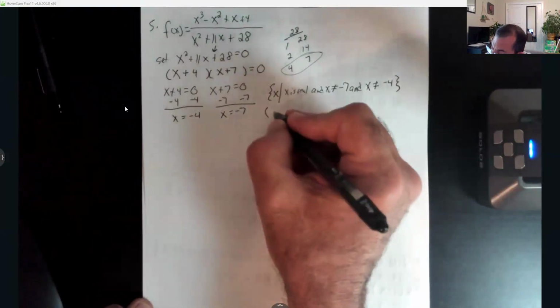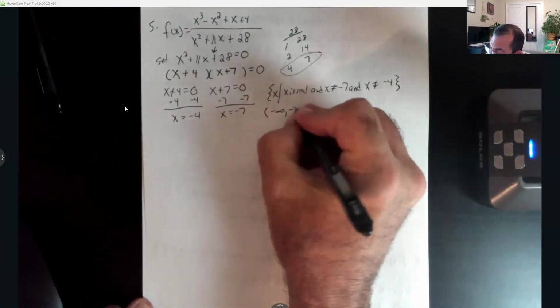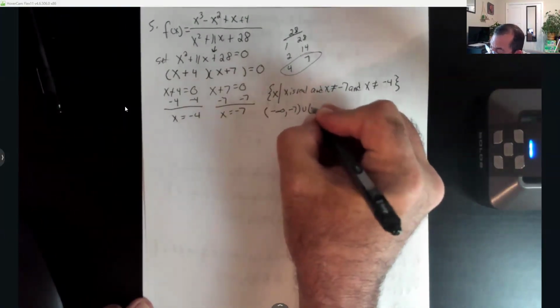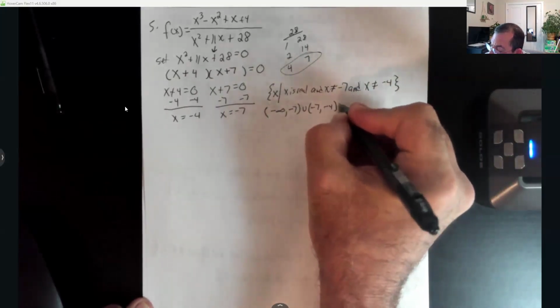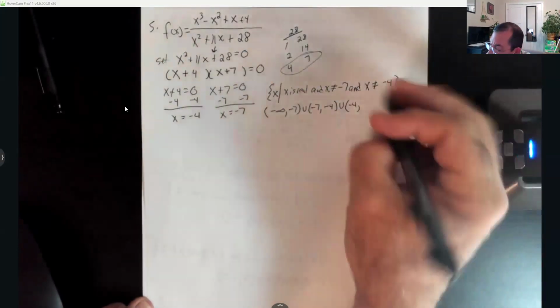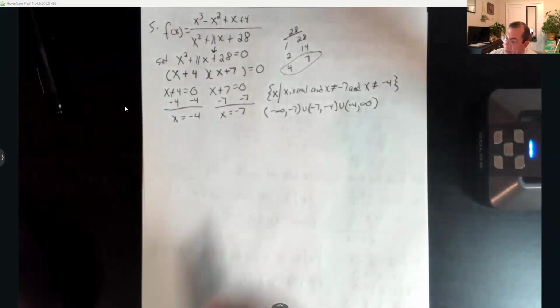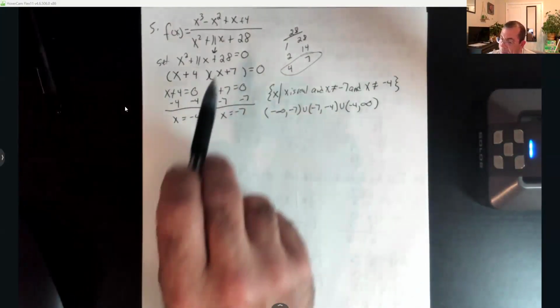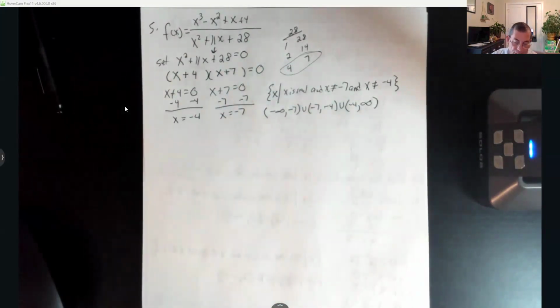All righty, so here we go. Negative infinity to -7, union -7 to -4, union around -4 to kick it out, and then we're off towards positive infinity. So every other number other than -7 and -4, I can put into that function and get a real number out of it, okay?